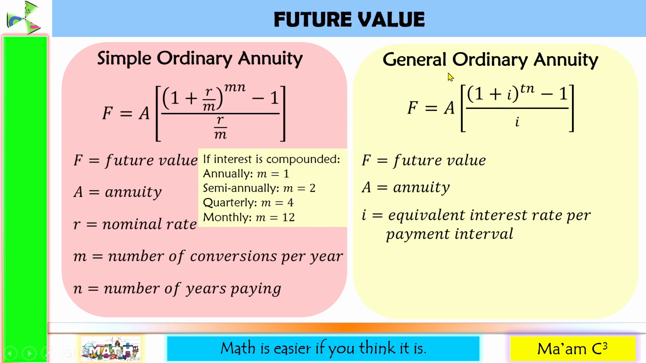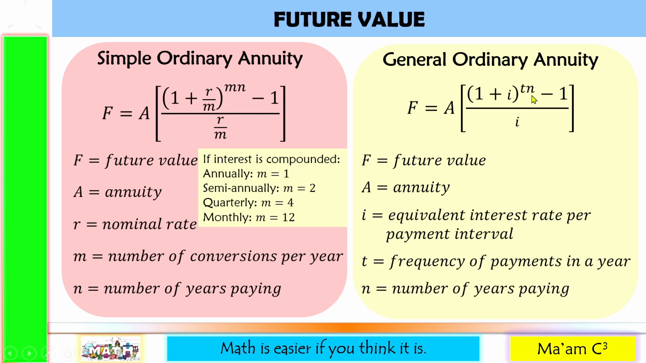Remember that in general annuity, the payment interval does not coincide with the conversion period. So we have to determine first the equivalent interest rate per payment interval. In simple annuity, since the payment interval coincides with the number of conversions, I use the value of M instead of introducing another variable. In simple annuity, M is equal to T, where T is the frequency of payments in a year. N is the term of the annuity or the number of years paying the annuity.